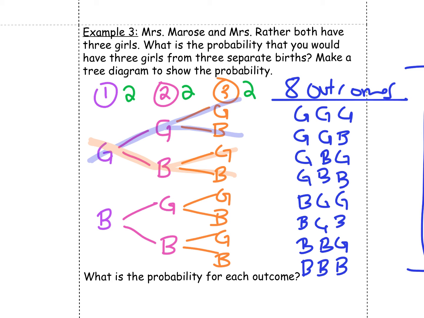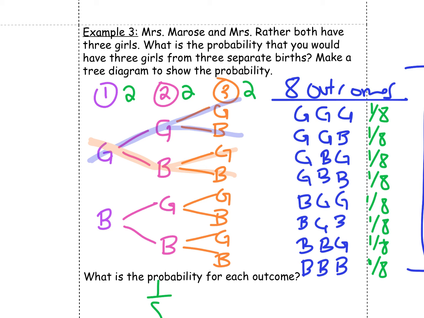There's 8 outcomes, so each outcome happens 1/8 of the time. Okay, all of these represent 1/8 because remember, if I add up all my probabilities, they need to equal a whole, like we learned yesterday. So 1/8 times 8, 8 times 1/8, is 1 whole. So these all have equal chances of happening. So what is the probability for each outcome? 1/8 of the time you could have any of these outcomes. So that means that if we want 3 girls in a row, the likelihood of that happening is only 1/8 of the time.